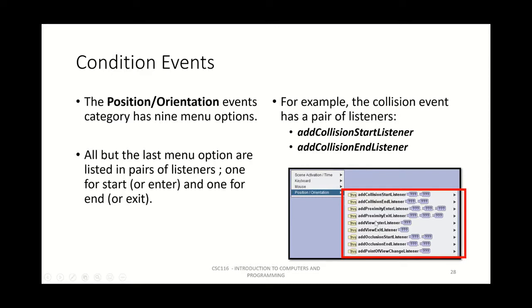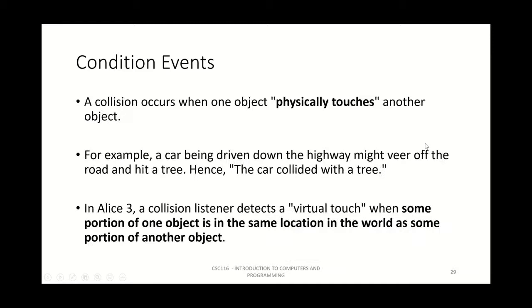For example, if you refer to this menu, we have collision. The collision event has a pair of listeners: add collision start listener and then add collision end listener. So what will happen if we choose this event? The collision occurs when one object physically touches another object. For example, a car being driven down the highway might veer off the road and hit a tree. Hence, the car actually collides with a tree.